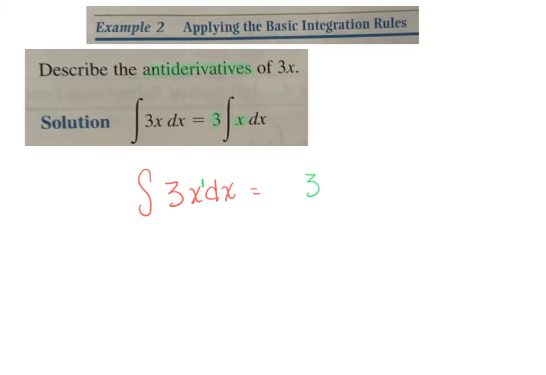So my rule is I add, right? So I now have x to the 1 plus 1, all over the 1 plus 1, dividing by my new exponent. So I say it's going to be 3x to the second power all over 2. Another way to write that would be 3/2 x squared. And then I must consider my c as well.